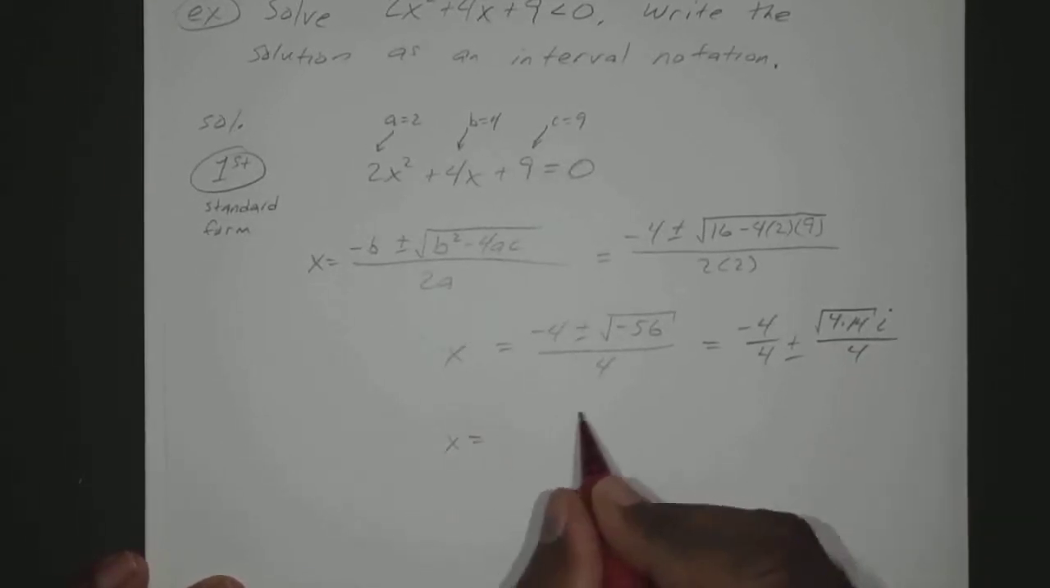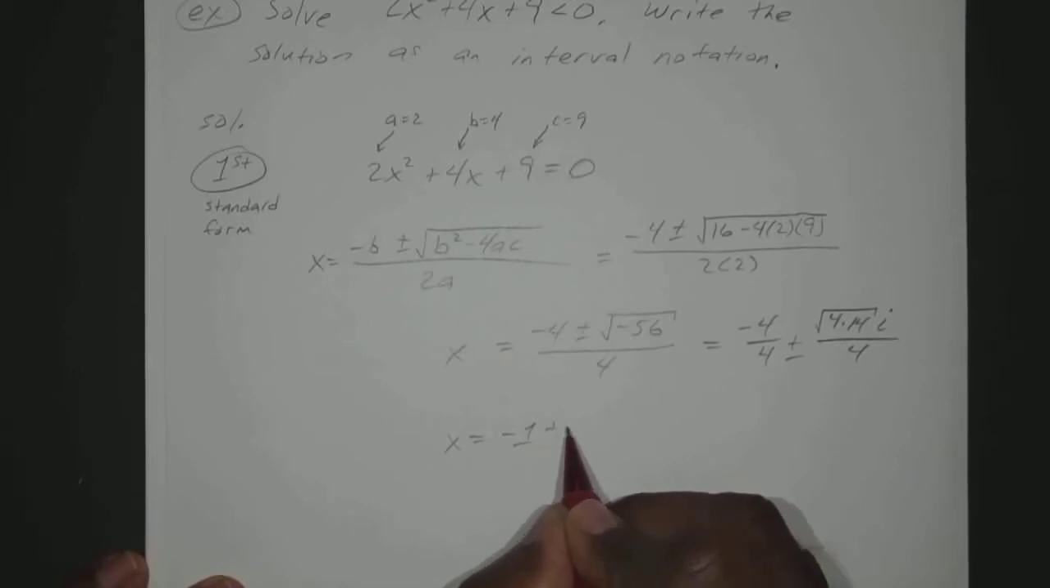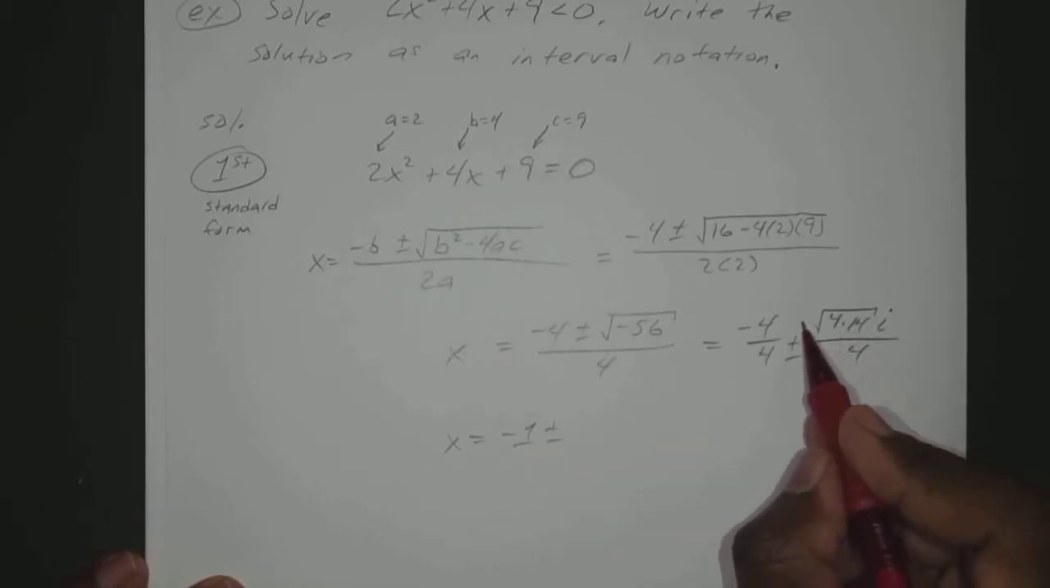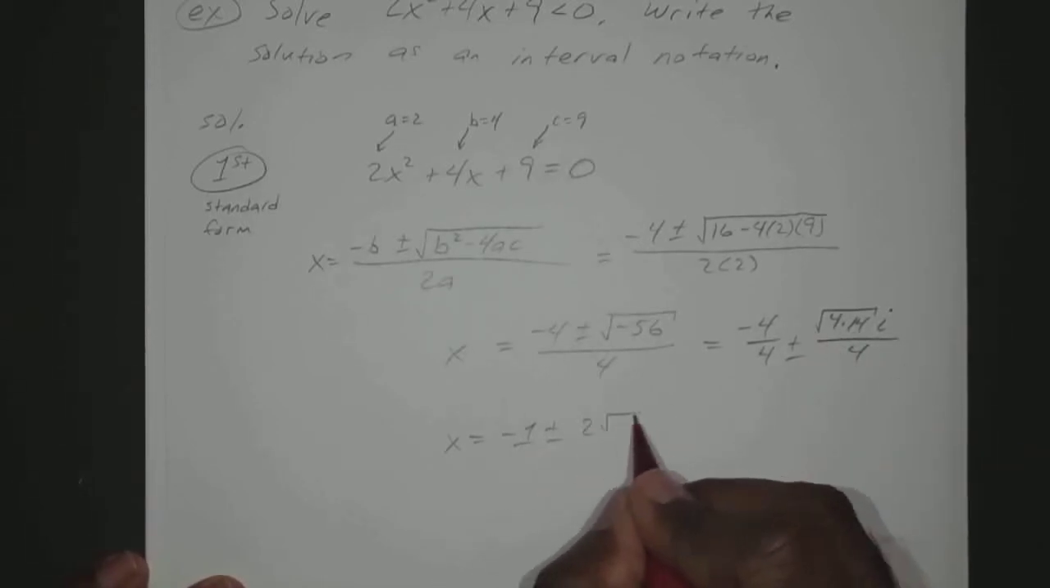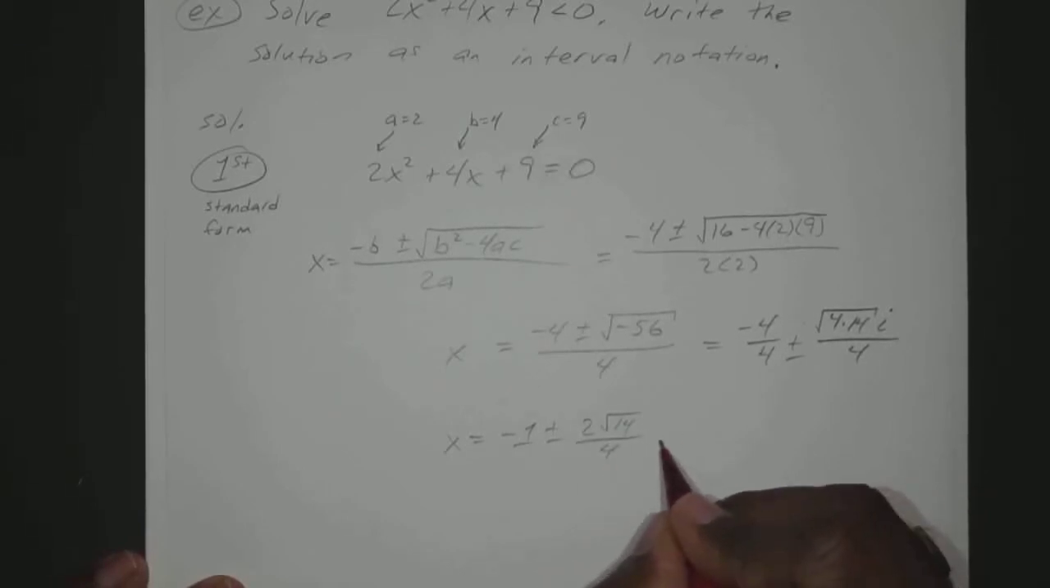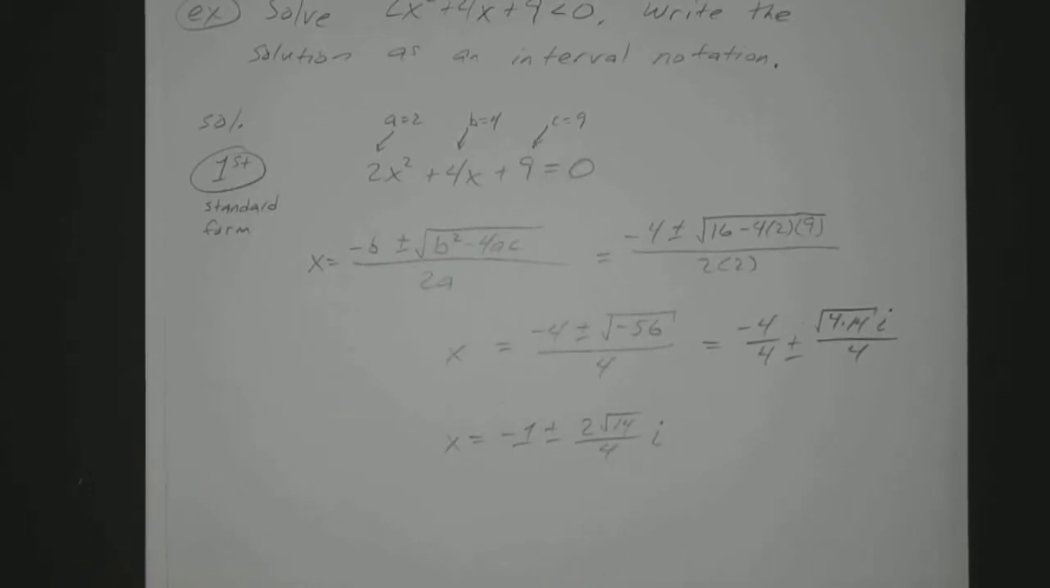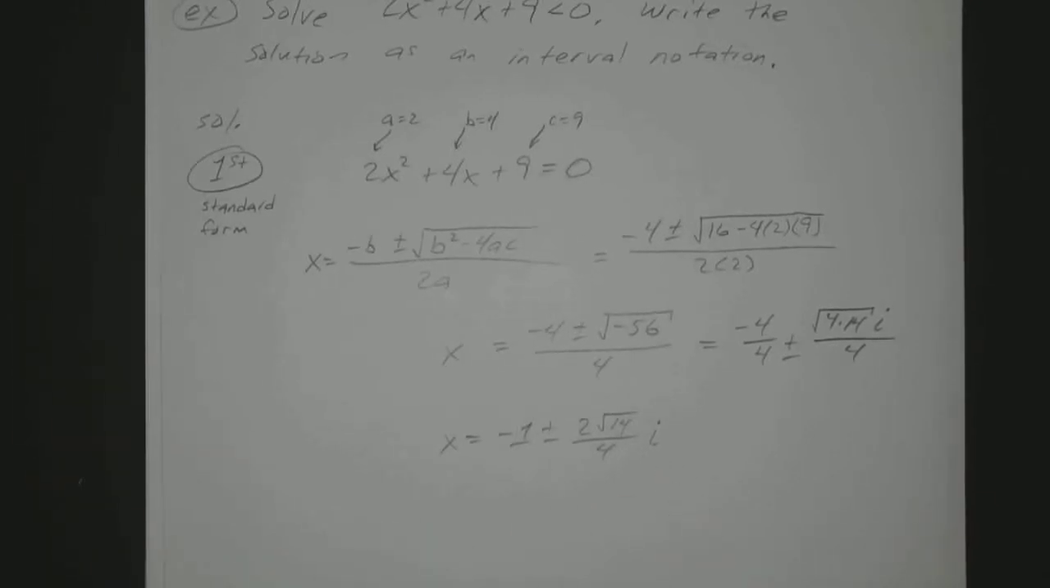So we end up with x equals negative 1 plus or minus, factoring out, that becomes 2 square root of 14 over 4 i. We can leave it like that because once you get an i there, that's pretty much telling you that you don't have a solution that's going to cross the x-axis. It's an imaginary solution.